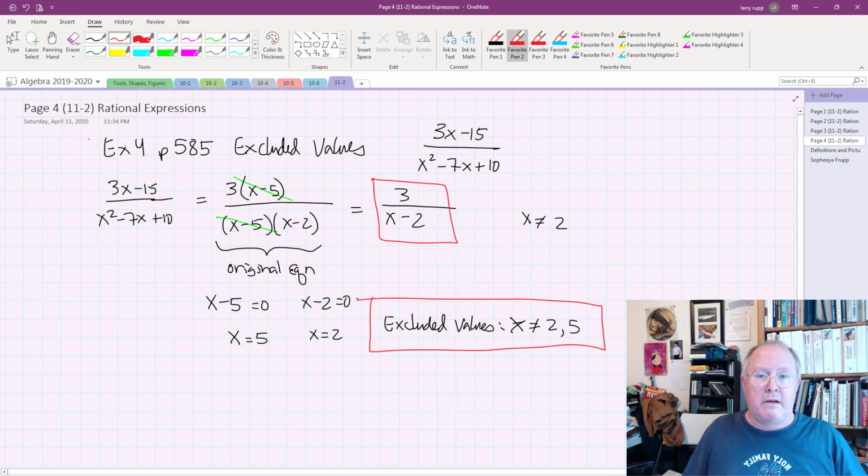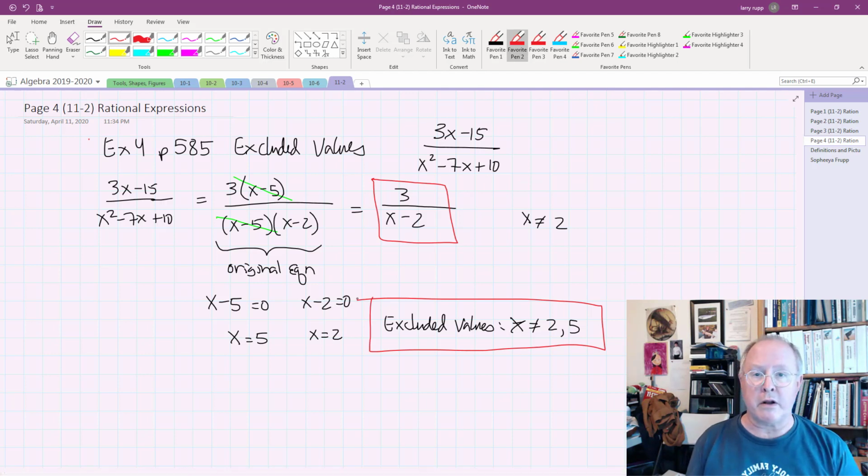Okay? And there you have it. Excluded values, rational expressions, and polynomials, monomials. Remember that a rational expression is just a fraction, an algebraic fraction with polynomials in the numerator and denominator. You need to simplify it, and almost always you'll have to factor it and factor out common factors so that you can cancel them. Okay? Excluded values, make sure that you are calculating excluded values from the original problem, not your simplified one that you end up with.